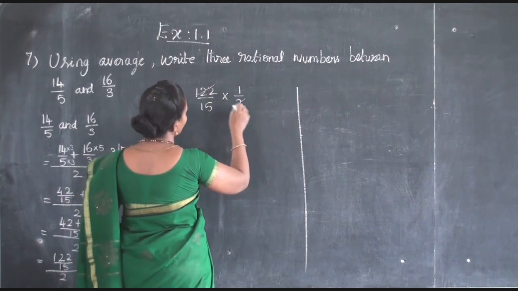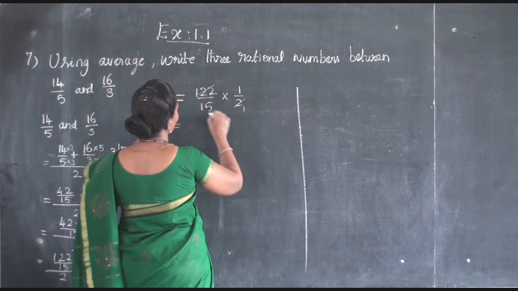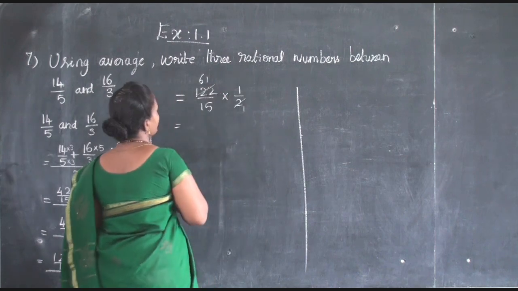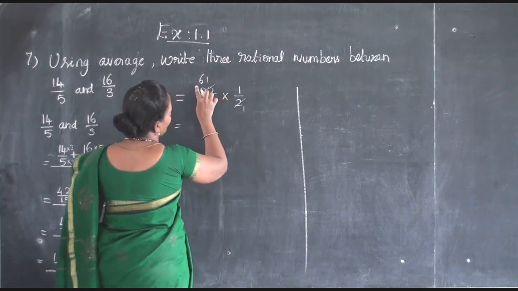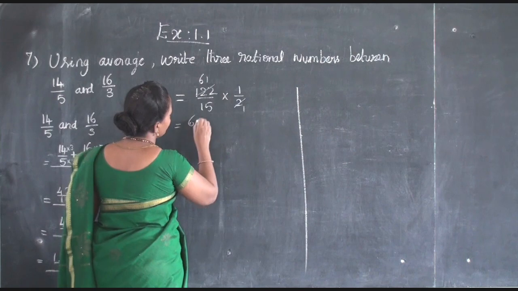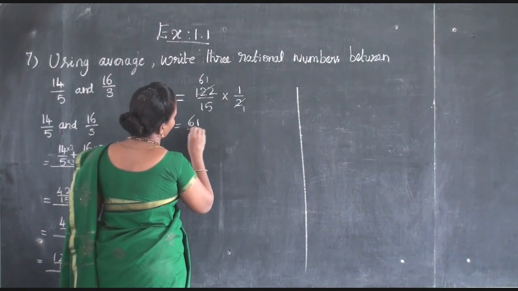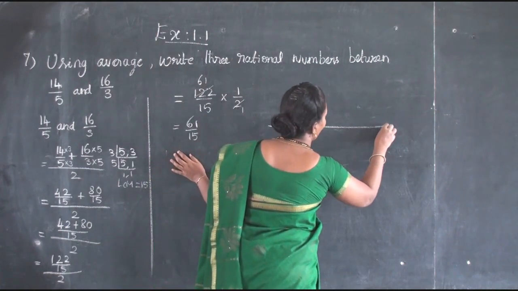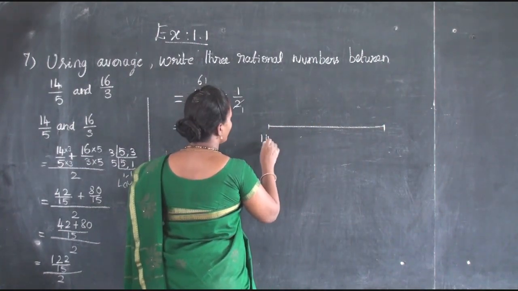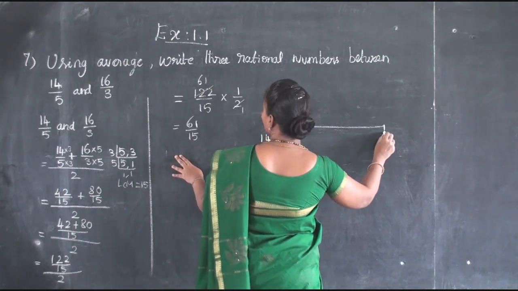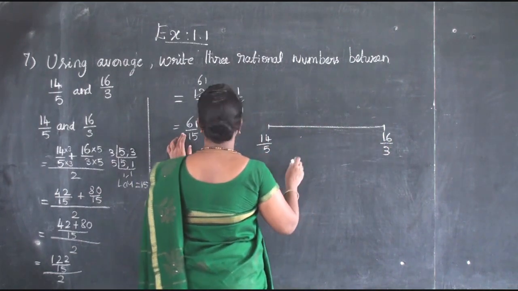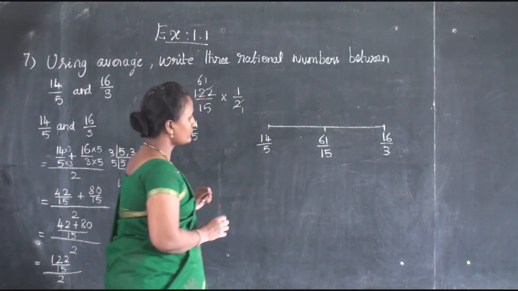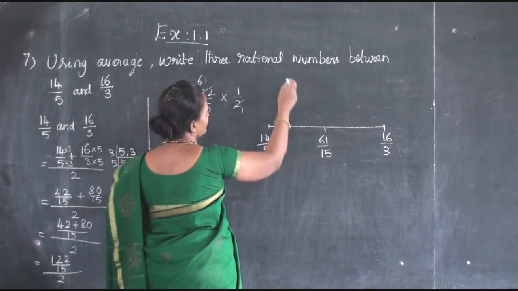Here cancellation. 2 ones are 2, 6 twos are 12, and 2 ones are 2. Now 61 into 1, 61, 15 into 1, 15. Here we found only one number between 14 by 5 and 16 by 3. What's the number? We found 61 by 15. They are the three rational numbers.